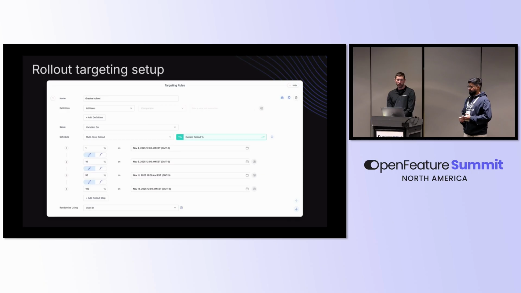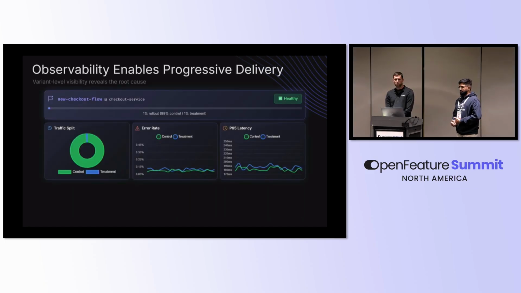This is just a quick example. This is from DevCycle, just showing the UI for how you could maybe do a staged rollout. And in this case, this is going every couple days. We're just progressively rolling it out to a bigger percentage of users.